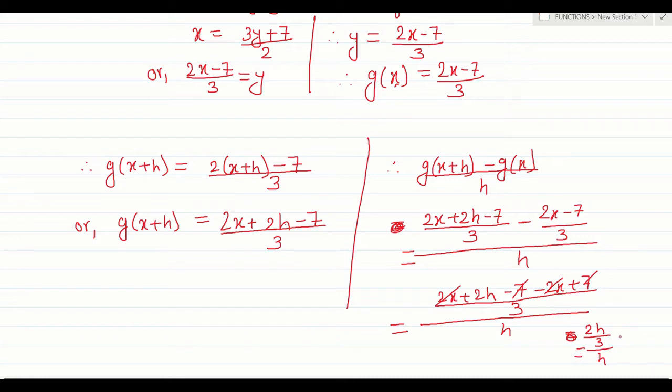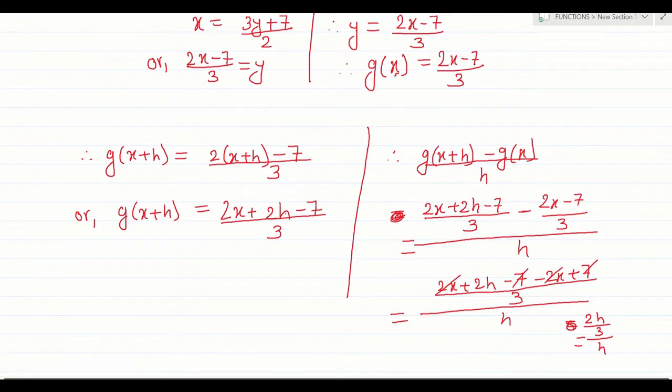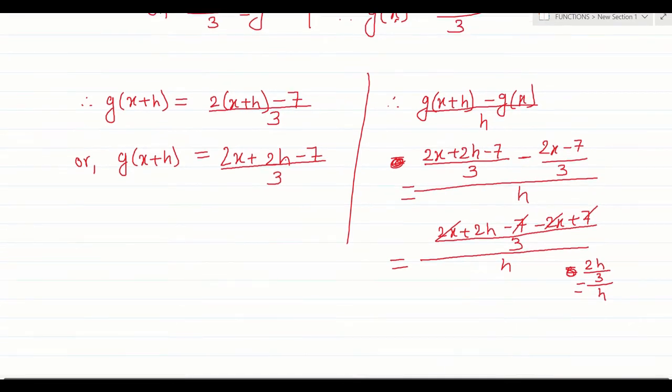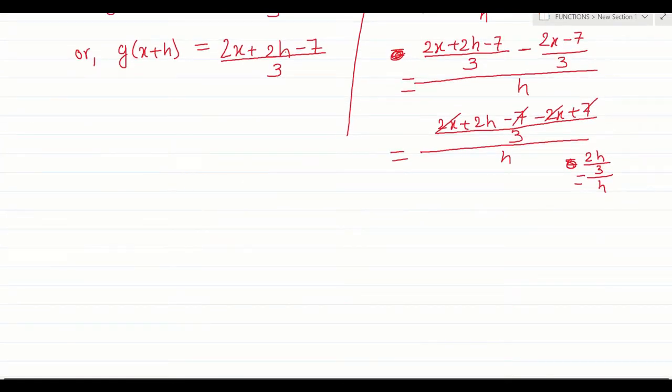Now again let me create some space. Okay, now we can write this as 2h by 3 into 1 by h. This h and this h have cancelled. So ultimately we are left with 2 over 3. So this is our answer. Now let's go to the next question.